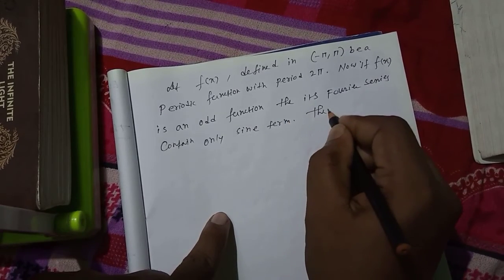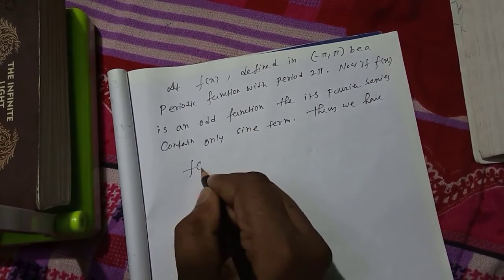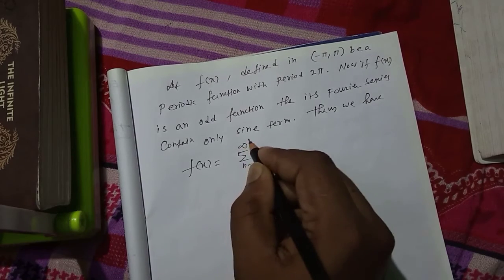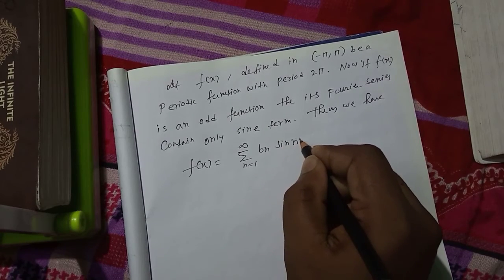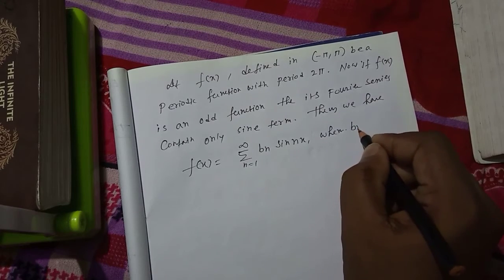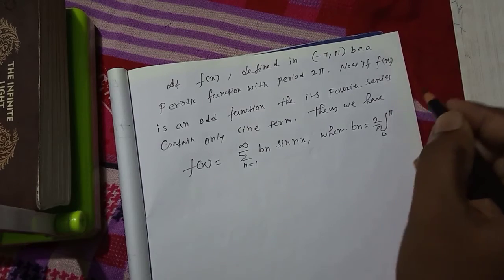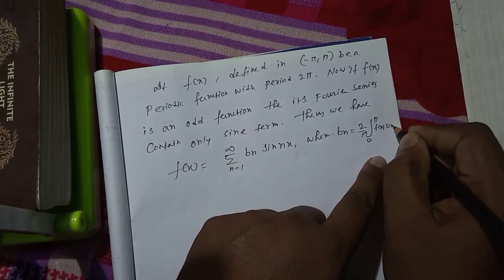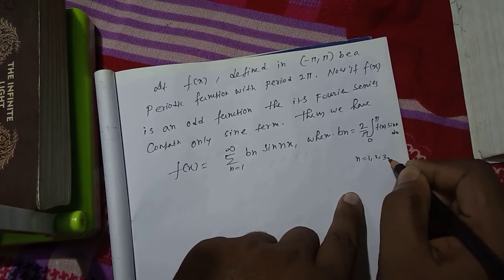Thus, we have f(x) is equal to summation n equal to 1 to infinity bn sin nx, where bn is equal to 2 by pi integration 0 to pi f(x) sin nx dx, n equal to 1, 2, 3, and so on.